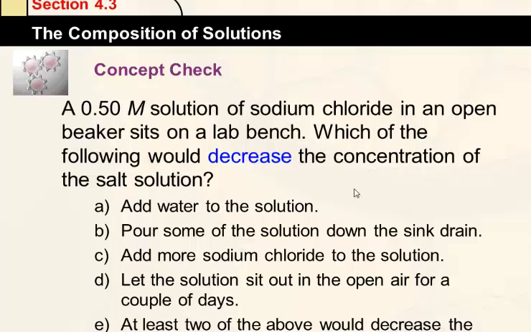The correct answer is adding water, because that is just going to reduce the amount of moles per liter. It's not going to change the amount of moles, but it's going to cause a greater volume. Pouring some down the drain isn't going to change the molarity at all. Adding more sodium chloride will increase the concentration. Letting it sit out in the open air will let some of the water evaporate, so that will actually increase the concentration because I have the same amount of moles of sodium chloride with now less water. So the only one that would decrease it would be adding water to it.